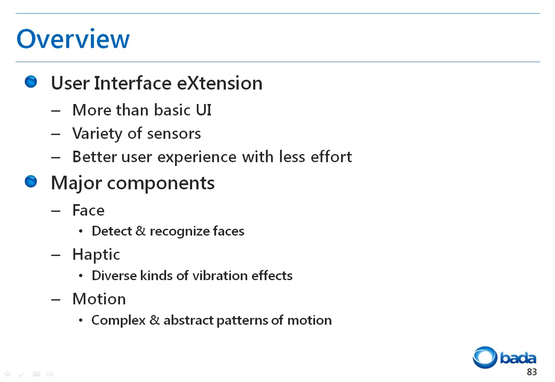Haptic is a device that gives feedback to users using the vibrator in the phone. Motion refers to the component that provides simplified input to applications from the inputs of various sensors.